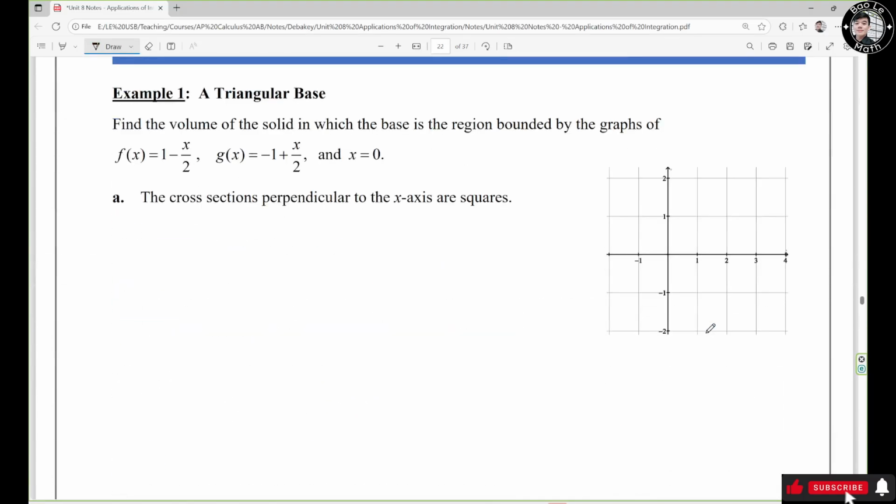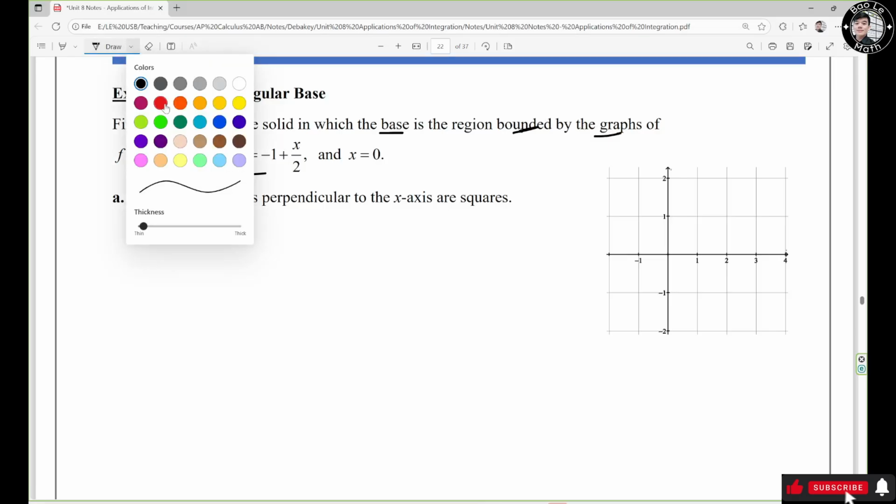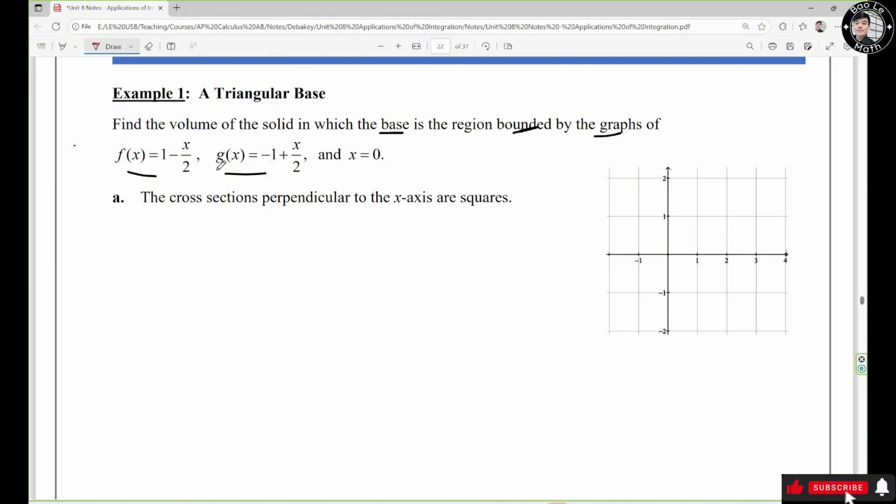Now let's take a look at the first example. Find the volume of a solid in which the base is the region bounded by the graphs of this guy and this guy, right? So we need to sketch these two graphs right here. This guy is actually a linear function. I just rewrite this one as negative 1/2 x plus 1. So the y-intercept is 1, and the slope is negative 1/2. So it's going down by 1 and going to the right by 2. It could be something like this.